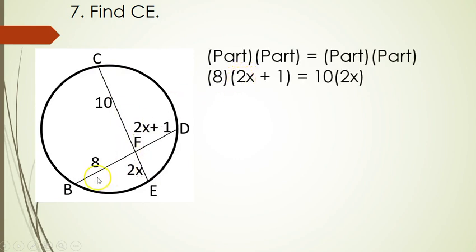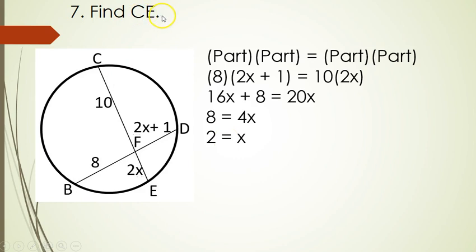So again, we're going to take the 8 times the 2x plus 1. We're going to set it equal to that 10 times the 2x. This would be 8 times 2x would be 16x, and 8 times 1 is 8. And then we got 10 times 2x, which would be 20x. We're going to subtract the 16x from both sides. That gives us 4x. We're going to divide the 4 into the 8. That gives us 2. Now, this is not the answer.